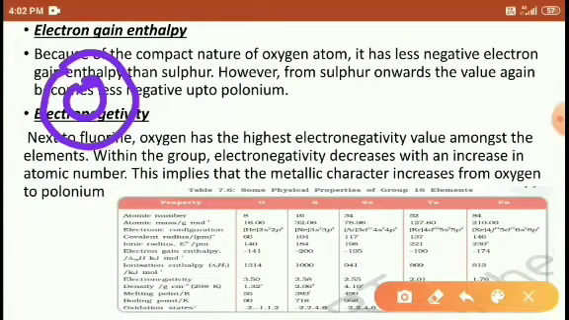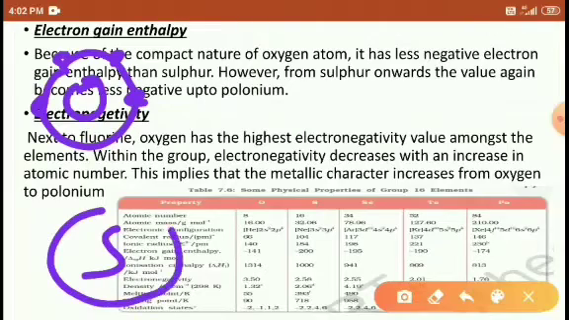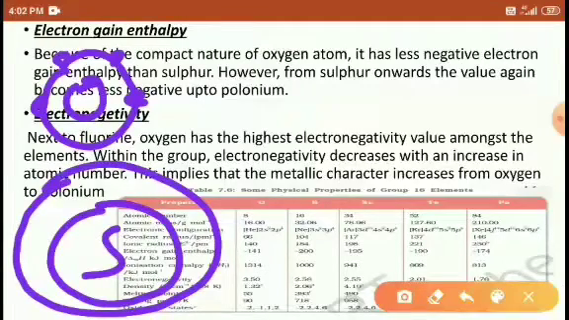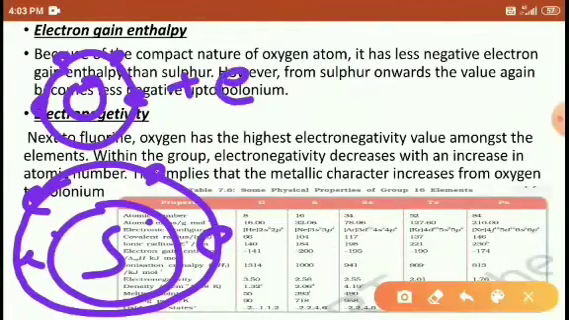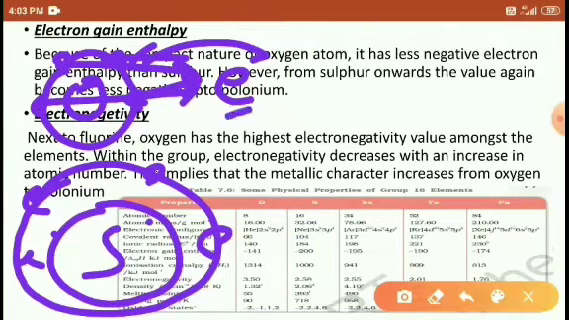That is 2s2 2p4 electrons, right? And here the sulfur 3s2 3p4 electrons. So when electrons are entering into the oxygen, oxygen is small in size, so these electrons cause more repulsion to the incoming electron. So that's why it releases less energy.